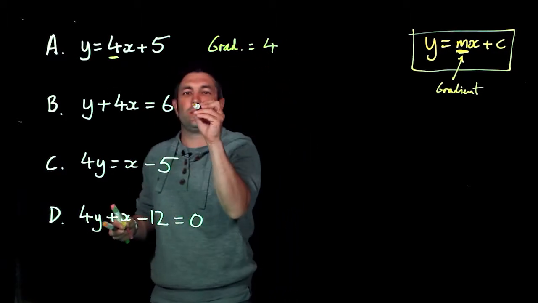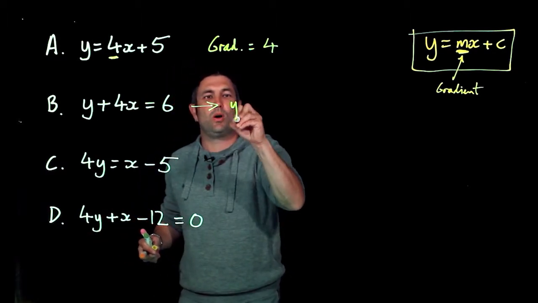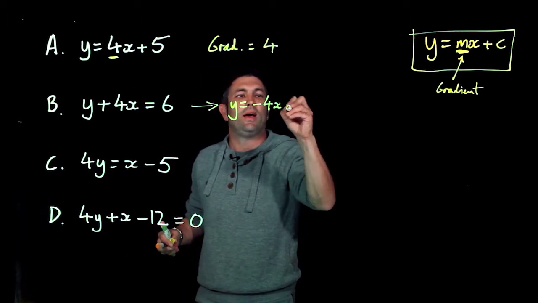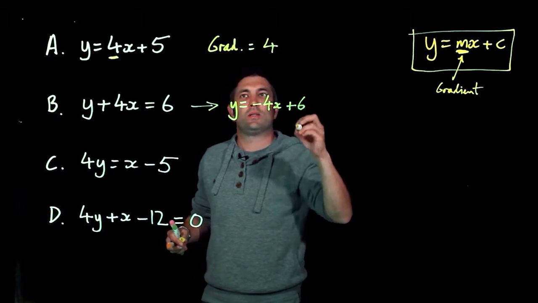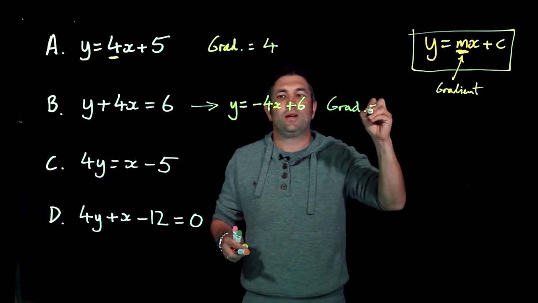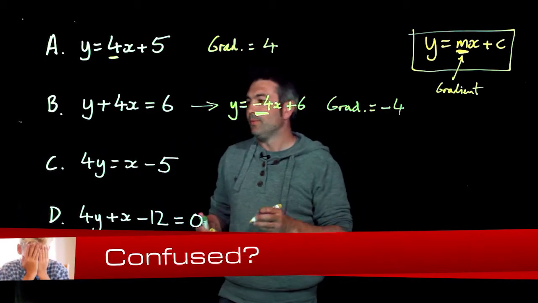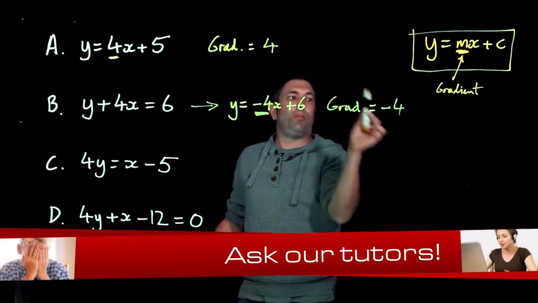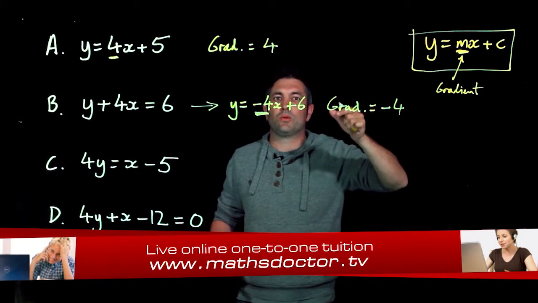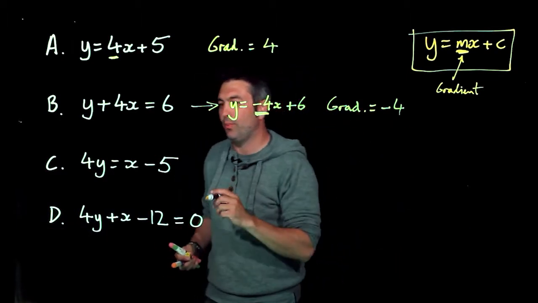The next one isn't quite, so I'm going to get the 4x over to the other side. So y equals, and when that goes over to the other side it becomes negative 4x plus 6. So the gradient here equals negative 4, the number next to x there. Okay, so there's 2 done. They are not perpendicular because when we find a perpendicular line you turn the fraction upside down and change the sign. The signs are different, but we haven't turned the fraction upside down, so they are not perpendicular.